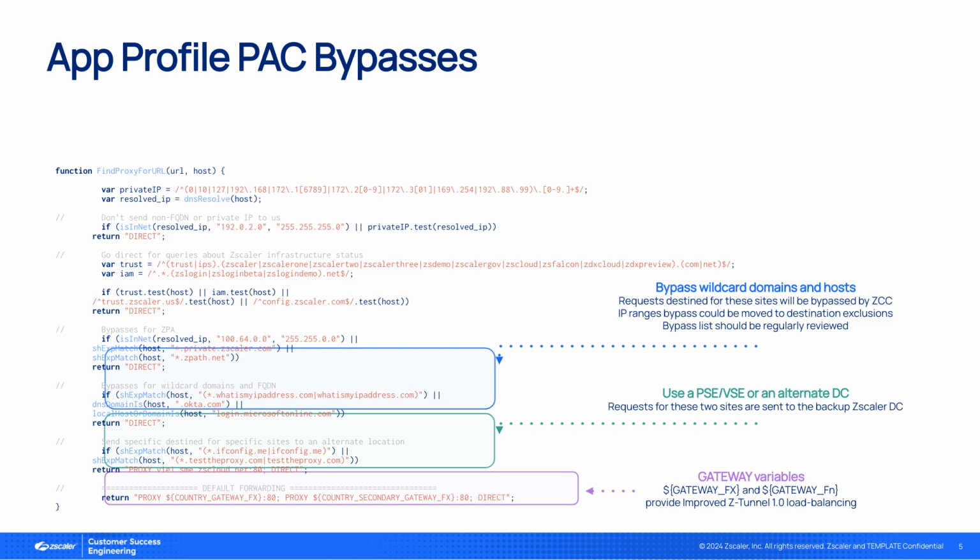The second block routes traffic to specific sites through specific service edges, whether public or private. The third block ensures that any zTunnel 1 traffic, for example, web traffic when users are on a trusted network, is correctly load balanced when it reaches the service edge. It's important to understand here that if you are using zTunnel 1, the IP or process-based exclusions configured in the app profile will not be applied, only pack-based exclusions.